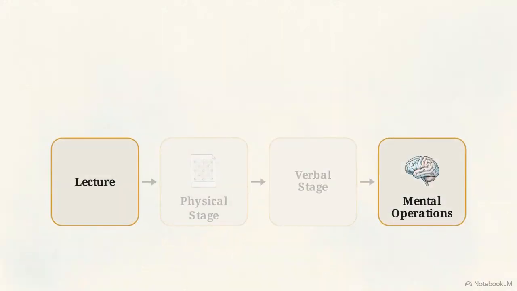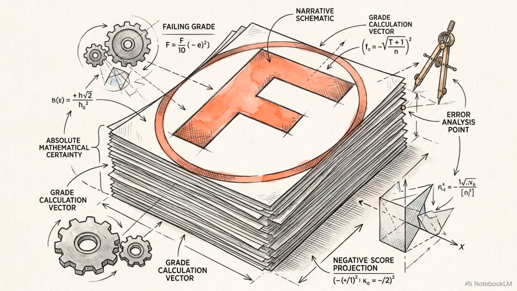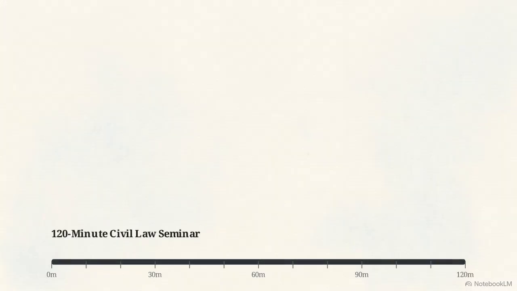When an educational program skips the physical and verbal stages, expecting students to jump straight from hearing a lecture to performing mental operations, high failure rates are the mathematical certainty. Let's examine how this theory dictates the microarchitecture of a specific university class.